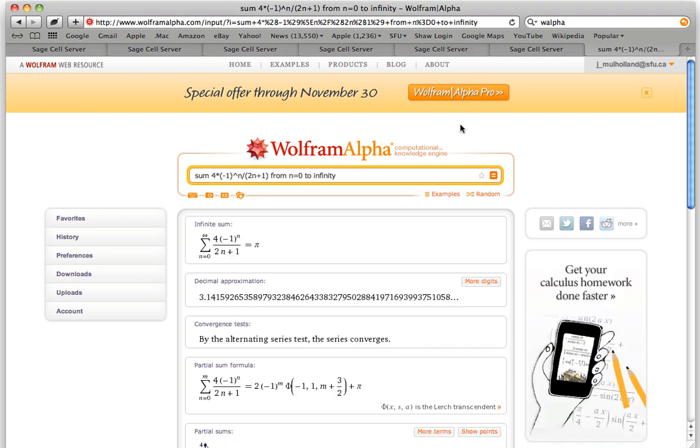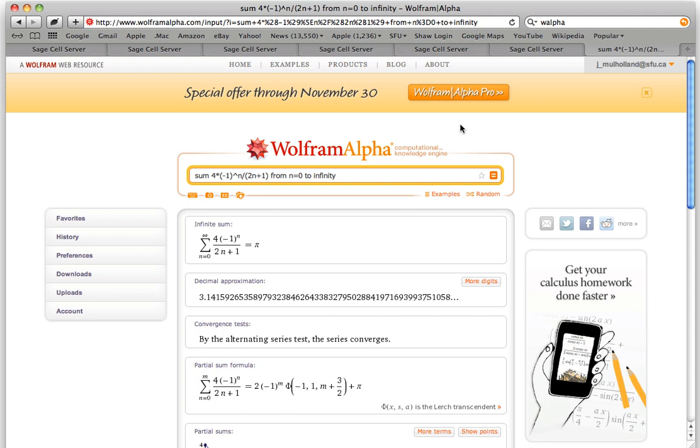As a final example, let's just look at the sum of negative 1 to the n over 2n plus 1 as n goes from 0 to infinity, and let's just throw an extra 4 in front just for fun. And we ask Wolfram Alpha to compute the sum of that series, and we get a value of pi. So that's interesting. Pi, which we normally think of as being related to trigonometric functions and trigonometry, here it comes out as the value of an infinite series.